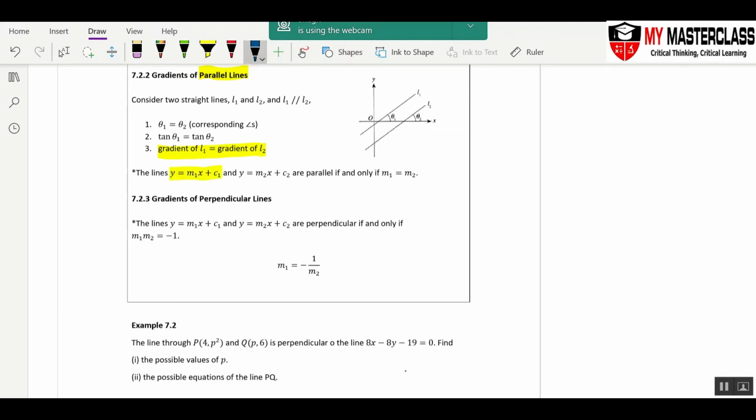Parallel line should not be anything new to you. Perpendicular line is something that is new to you. If two lines are perpendicular to each other, we say that when the gradients are multiplied, the product is equal to -1. You use this when you need to prove. So for example, prove that y equals to 2x plus 1 and 2y equals to -x plus 5 are perpendicular.